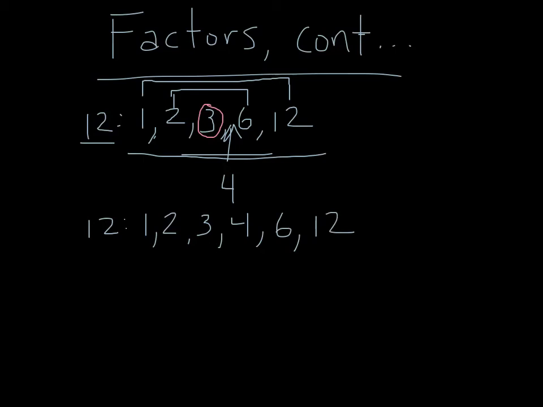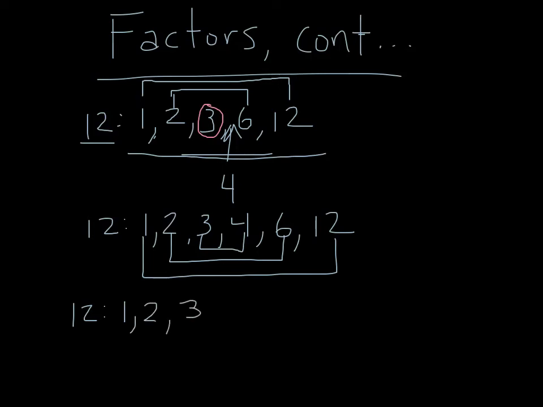See, now all of these have a partner. 3 partners up with 4, 2 partners up with 6, and 1 partners up with 12. What if I was a student that was trying to find the factors of 12 and I thought they were 1, 2, 3, 4, 6, 8, and 12?